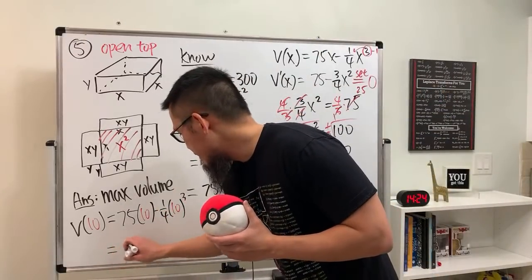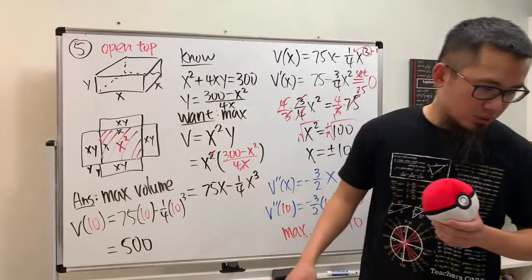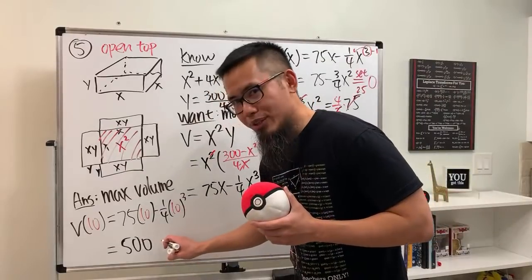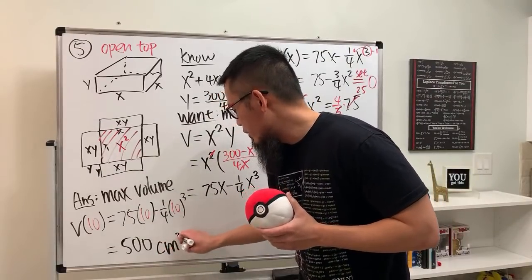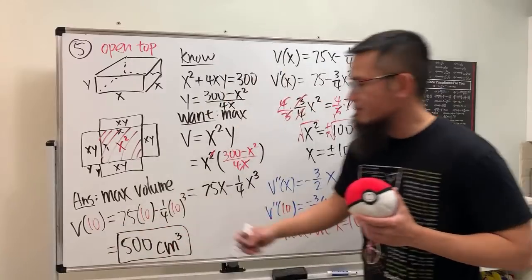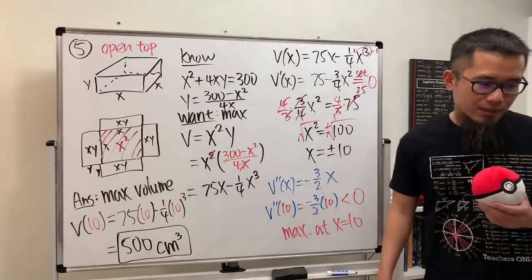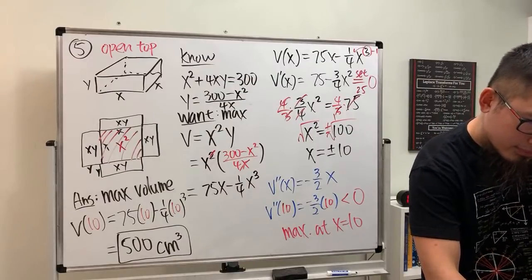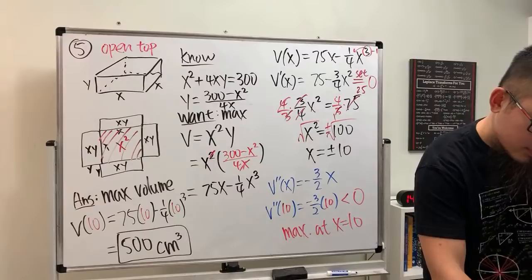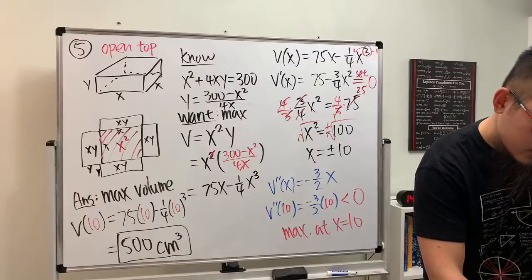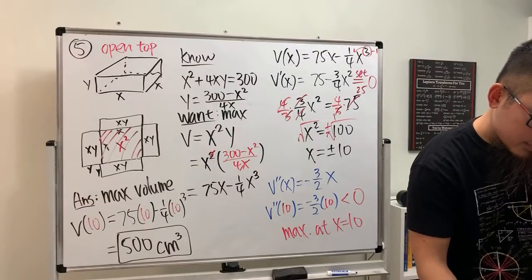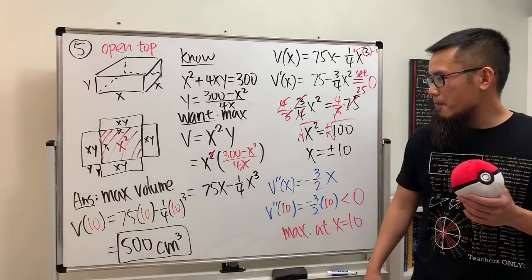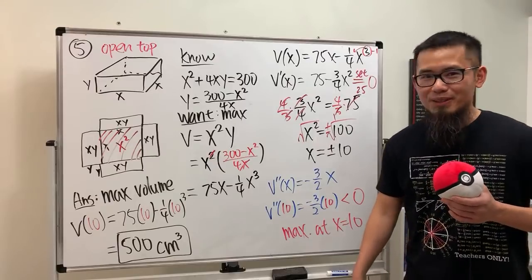Altogether, you will get 500. Right? And then the unit for this, because it's volume, is centimeter cube. So this right here is the answer. All right? So take a look. Right, x is 10 and y is actually 5. So altogether you get 500.